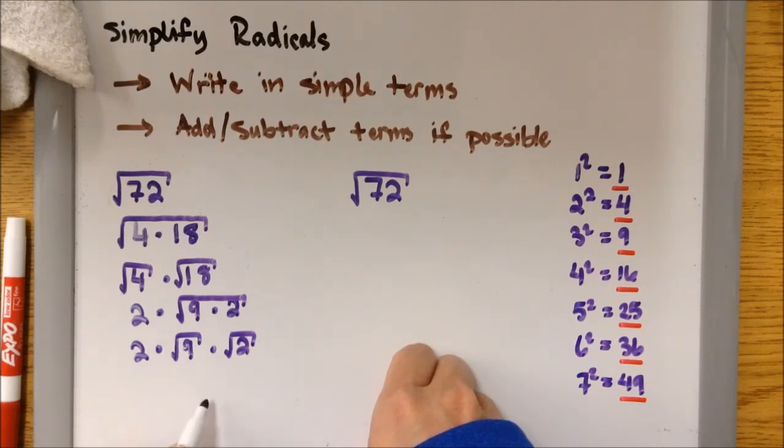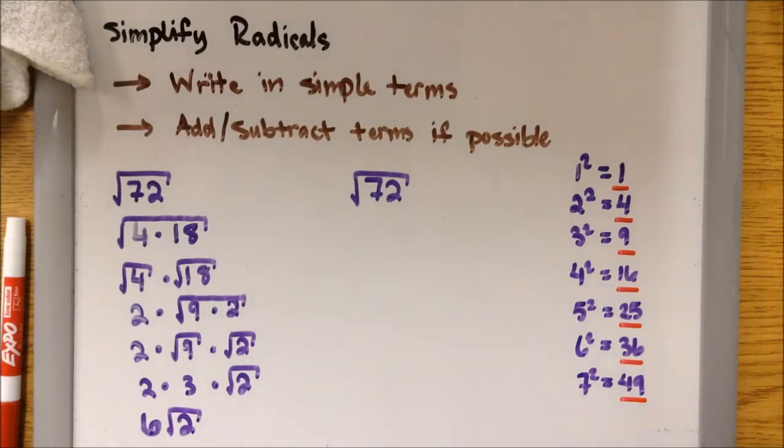Then I can continue because we can apply the square root of 9, which is 3. Bring down the 2, multiplication, bring down the square root of 2. And then as I continue working, there's nothing else I can simplify here, nor here, nor here. So I'm just going to multiply. So 2 times 3 is 6 times the square root of 2. And that's our answer. So the square root of 72 is 6 square root of 2.